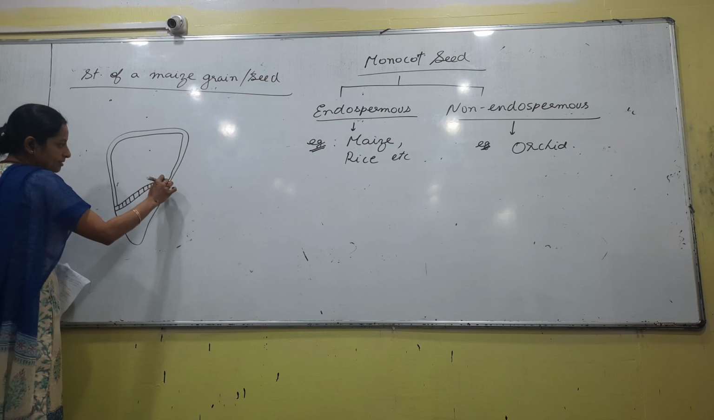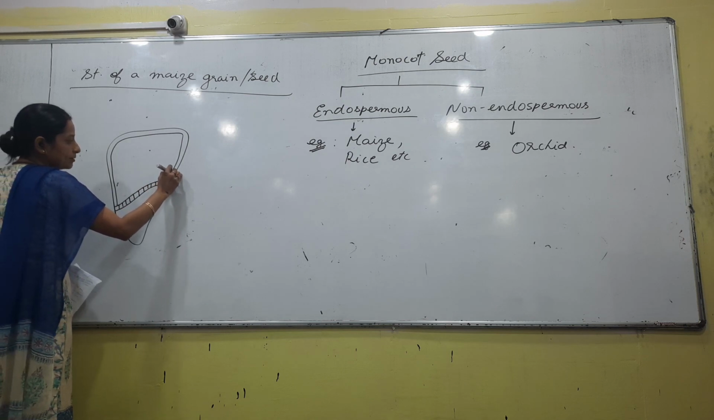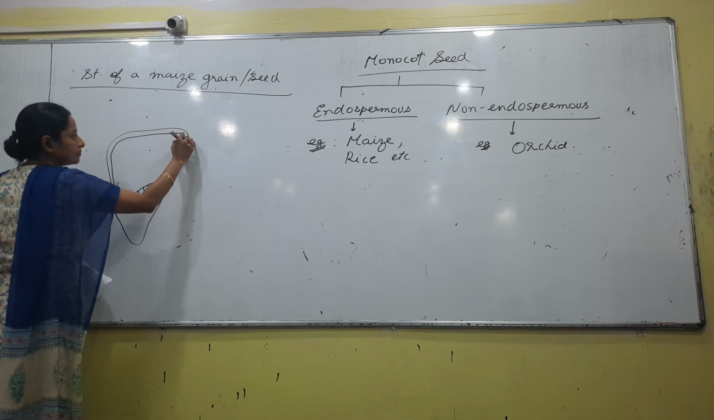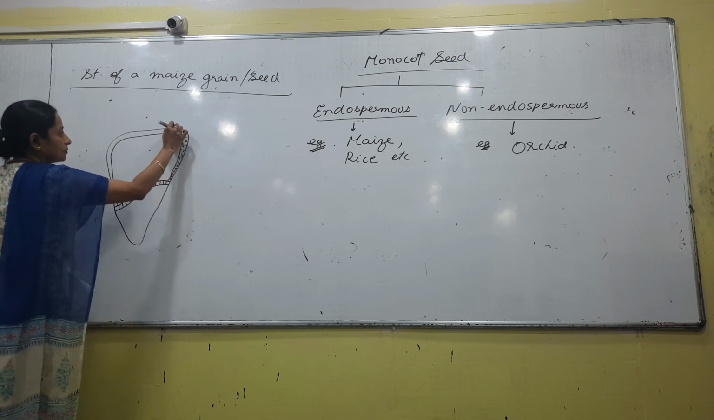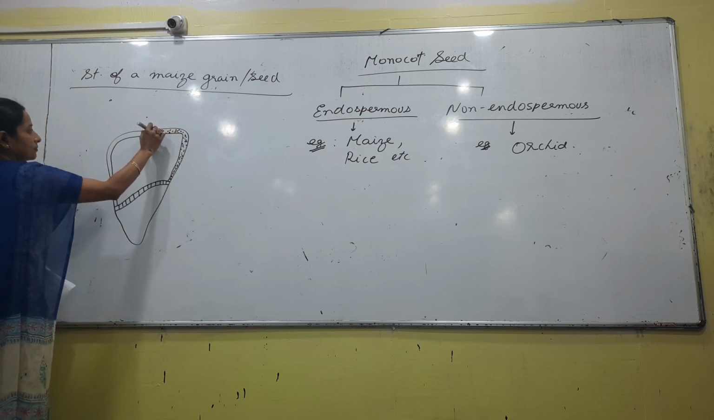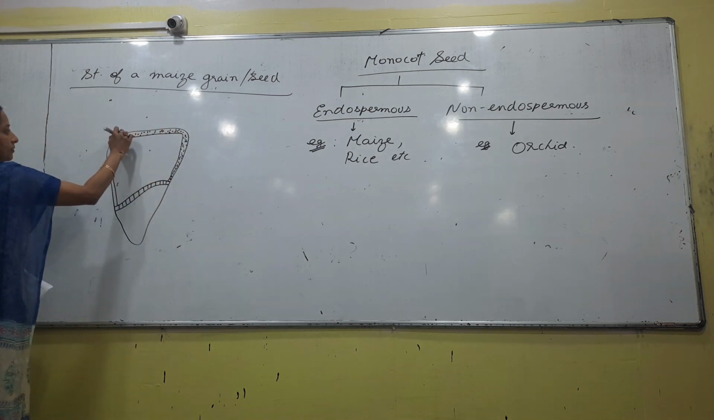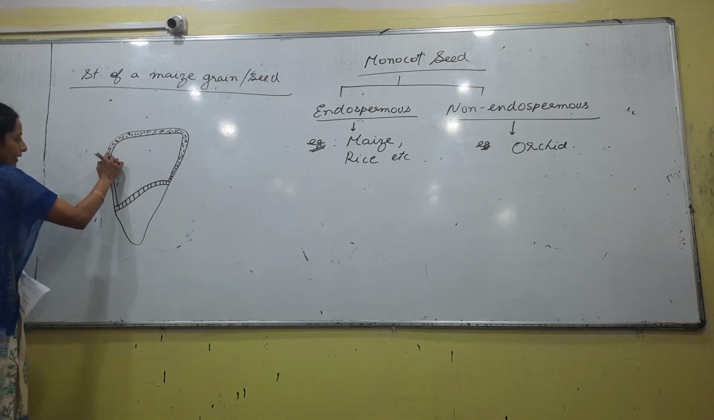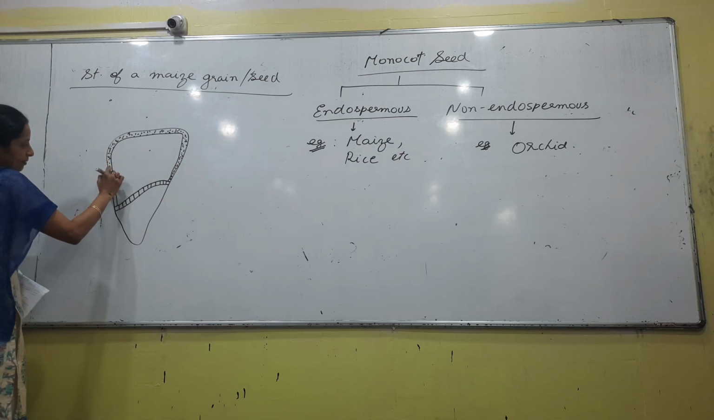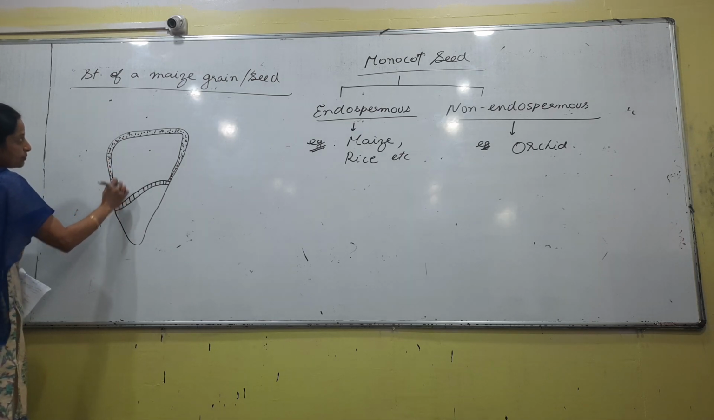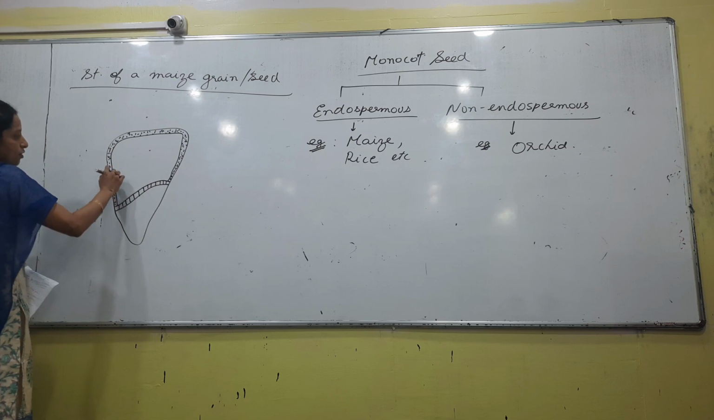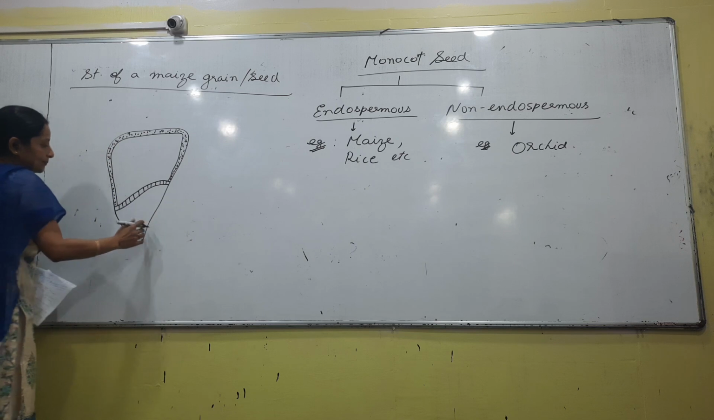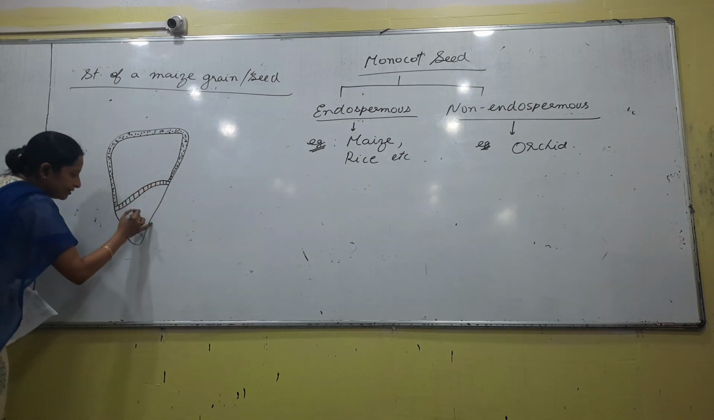Many questions have been asked from this diagram, so please read the diagram properly. Since we are talking about a monocot, what is the number of cotyledons that you will see? One. Maize is an example of endospermous and non-endospermous. Endospermous. So obviously in the structure we will see the endosperm also, right? Then we will mark it down.